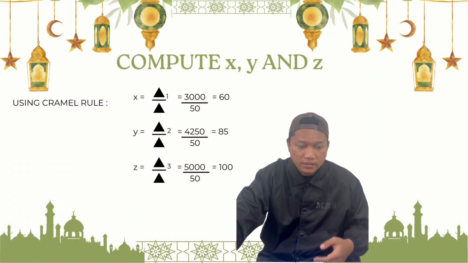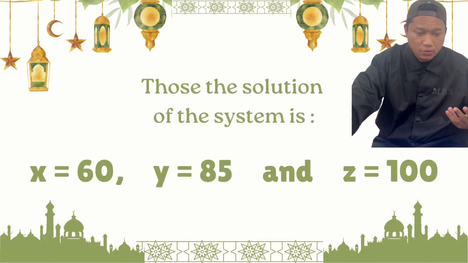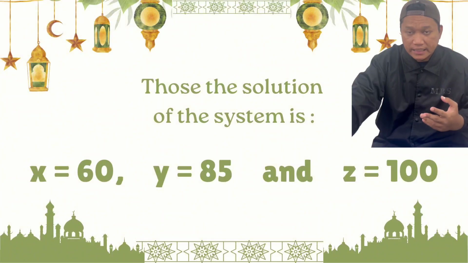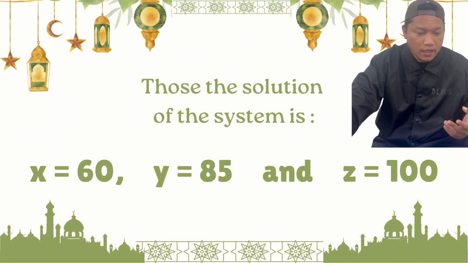Final solutions. Thus the solution to the system of equations is x equal to 60, y equal to 85 and z equal to 100.